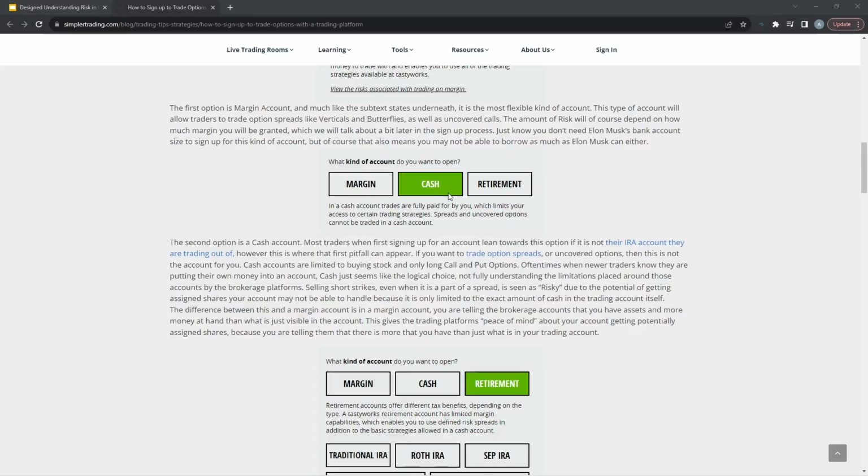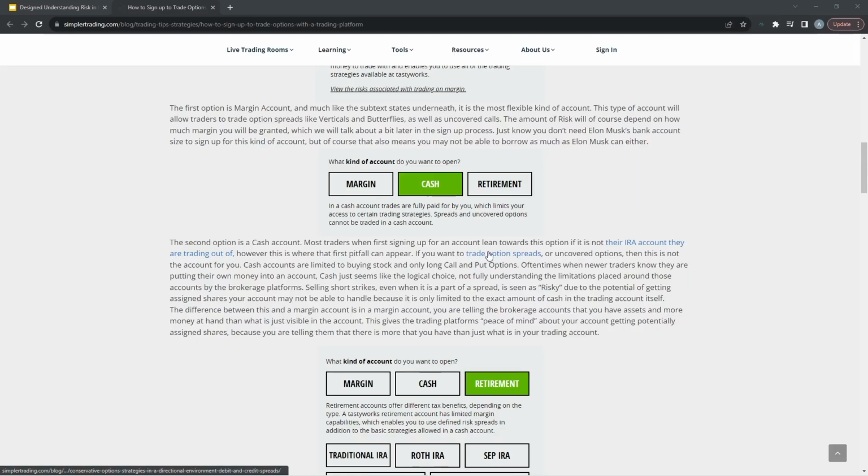Usually, if you want to trade strategies like vertical spreads or butterflies, you will need to sign up for a margin account. But if you're solely wanting to buy stock, or open long call and long put options, right? Buying to open a call or buying to open a put, then of course you can consider a cash account, where you won't necessarily be granted any margin, right?